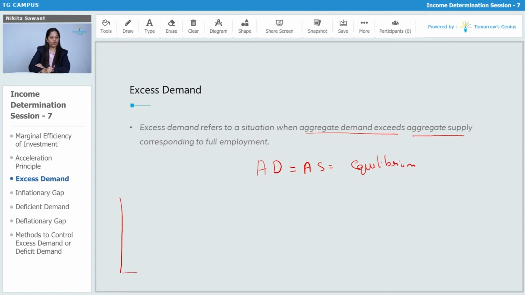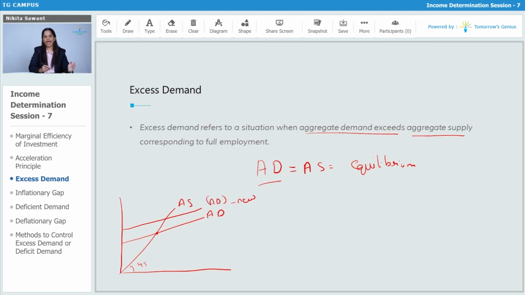So if we draw a graph roughly, this is the aggregate supply, this is the aggregate demand. Now this point over here is the equilibrium point. Now excess demand, that is, demand is increasing. Let's suppose the demand is increasing. This is the new ED, so this is the new aggregate demand.